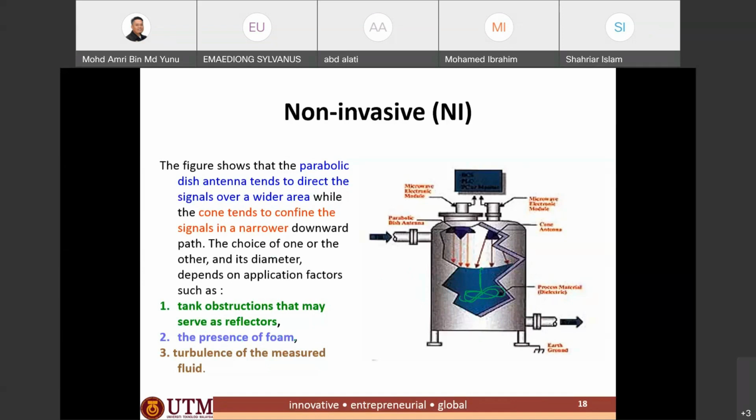Also the presence of foam. In some processes, for example mixing of materials, they usually create foam. So foam will also determine which type of antenna is more suitable, and also the turbulence of the fluid.